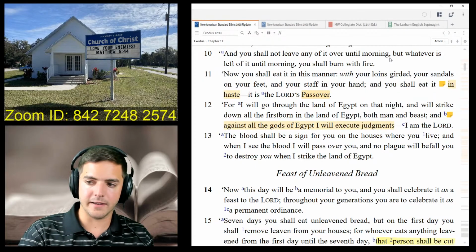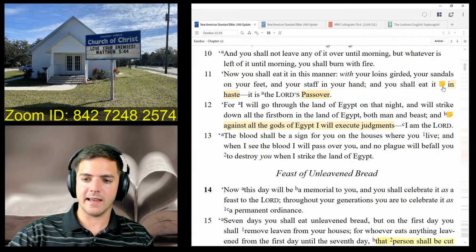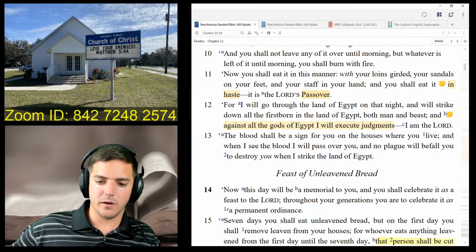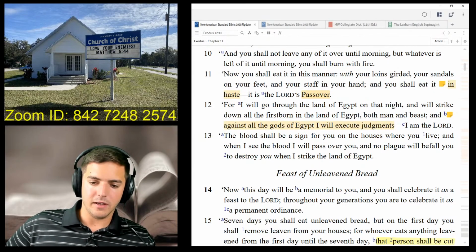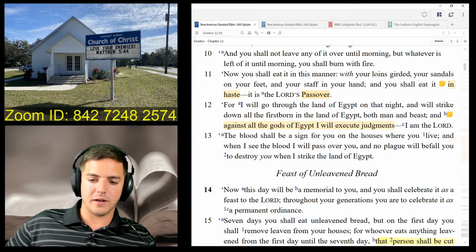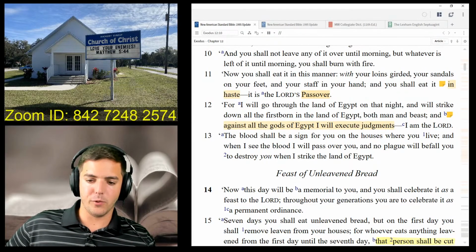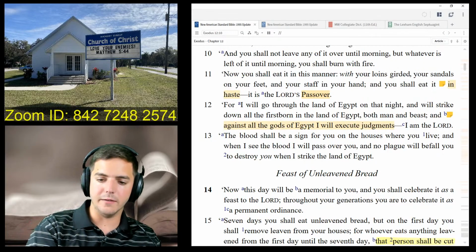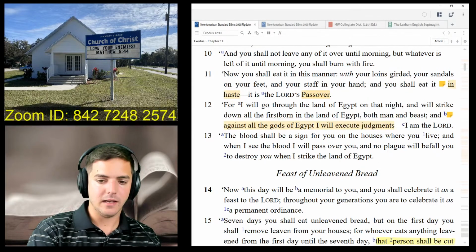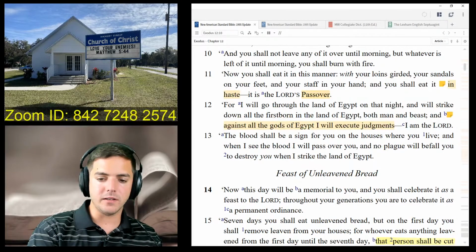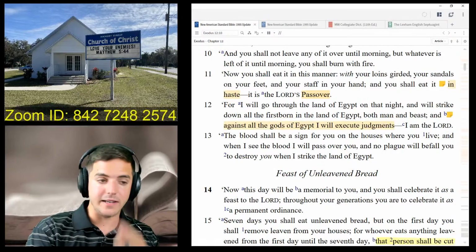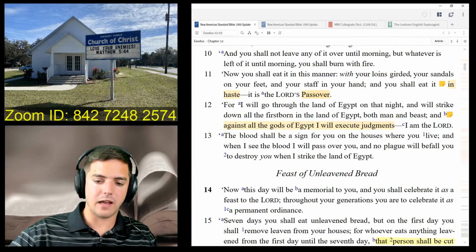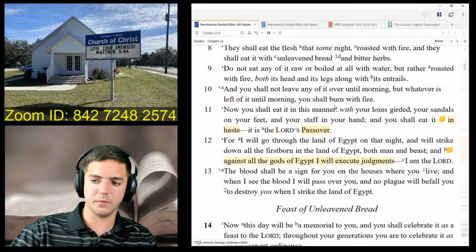Their staff is in their hand. They're supposed to eat this in haste. The Hebrew word that is translated "in haste" here, which is a word that I'm not going to try to pronounce, expresses a sense of haste informed by anxiety. And it is a noun that is only used in connection with the Exodus. This noun is only used in connection with the Exodus. They're eating it there in anticipation of having to leave, in anticipation of having to flee Egypt.